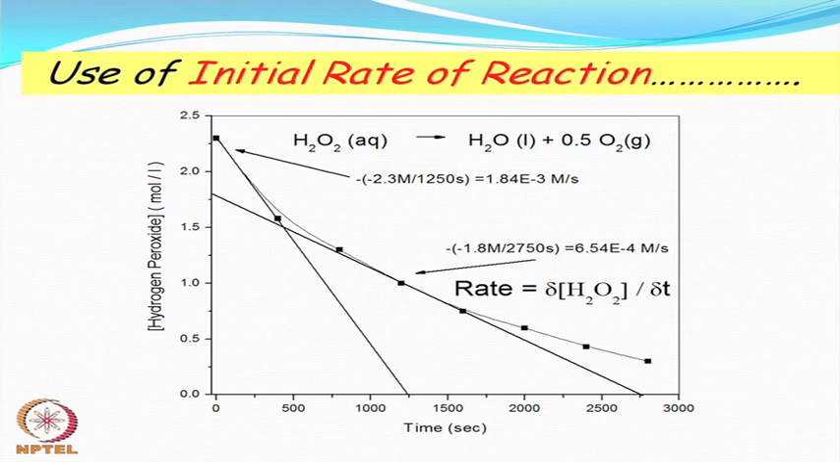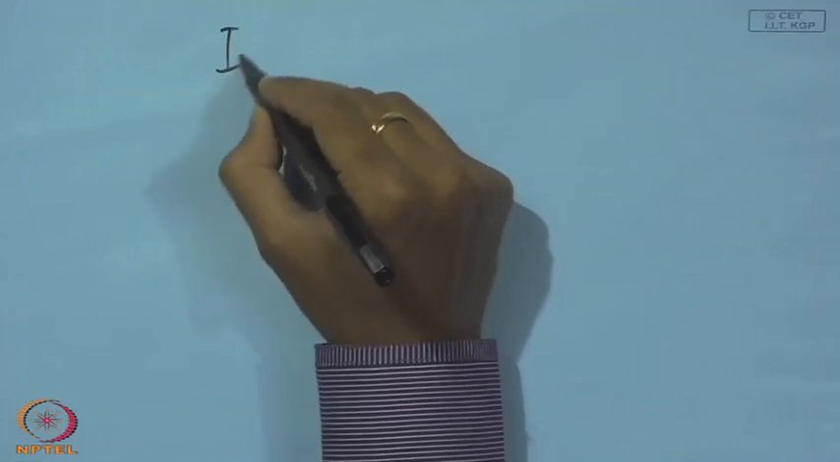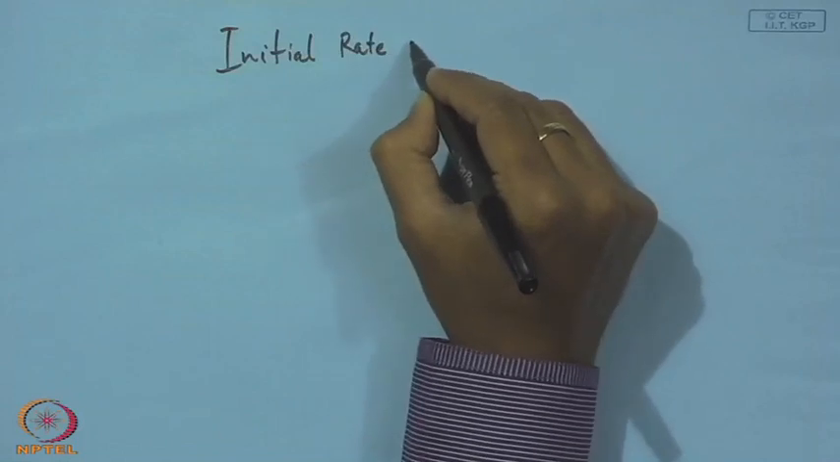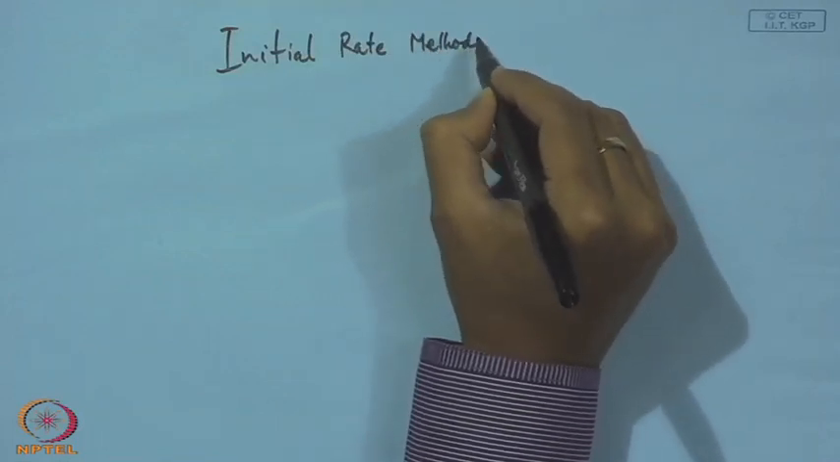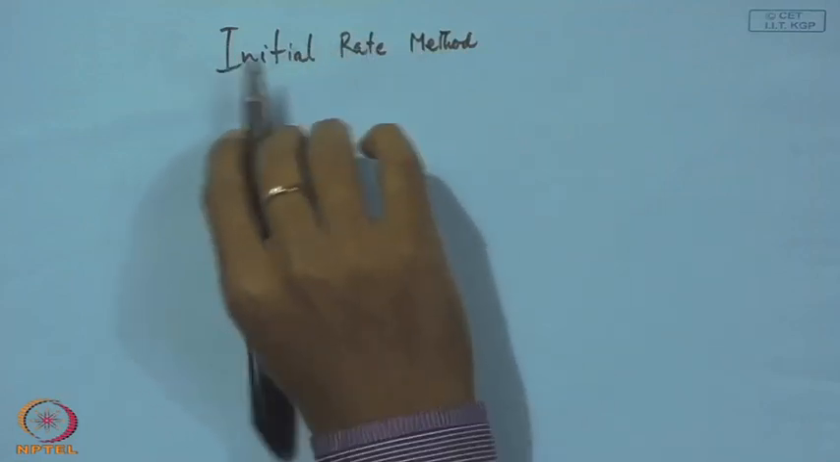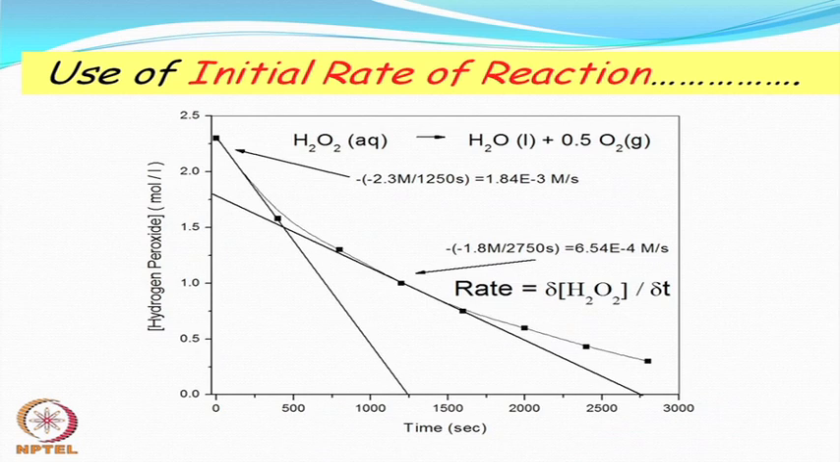Now, there is another method which is called the initial rate method to find out the rate of reaction. Now, let us look into this slide, where we are using the same reaction, that is H2O2 aqueous producing H2O liquid and 0.5 O2 gas. And this is the concentration of hydrogen peroxide as a function of time.